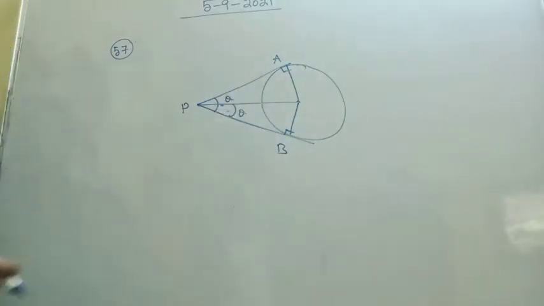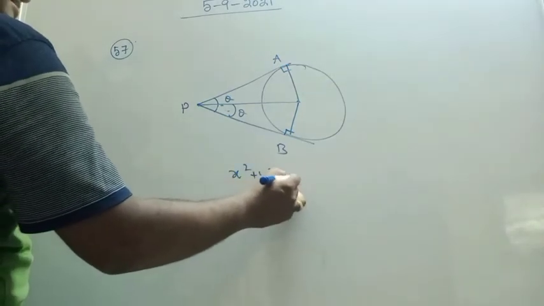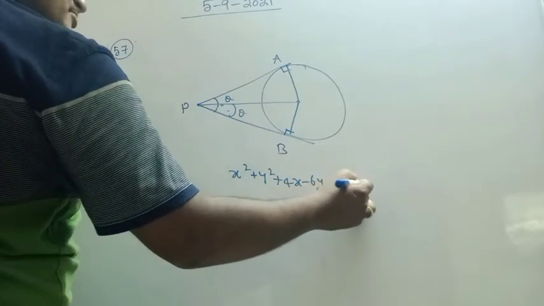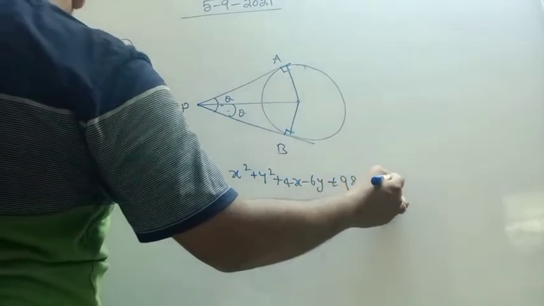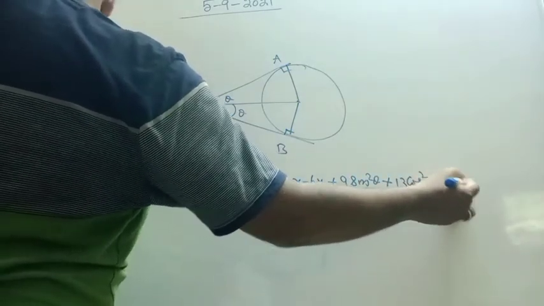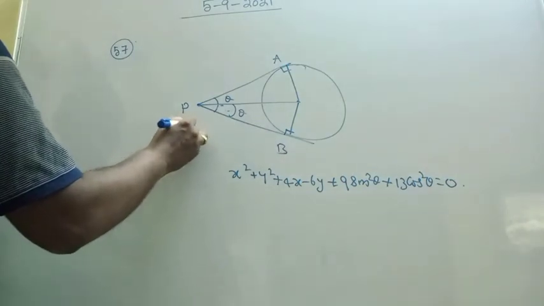They are congruent. And they also gave the equation of the circle, my dear students. This is x square plus y square plus 4x minus 6y plus 9 sine square theta plus 13 cos square theta is equal to 0. Then they are asking the locus of the point P, which is h comma k.